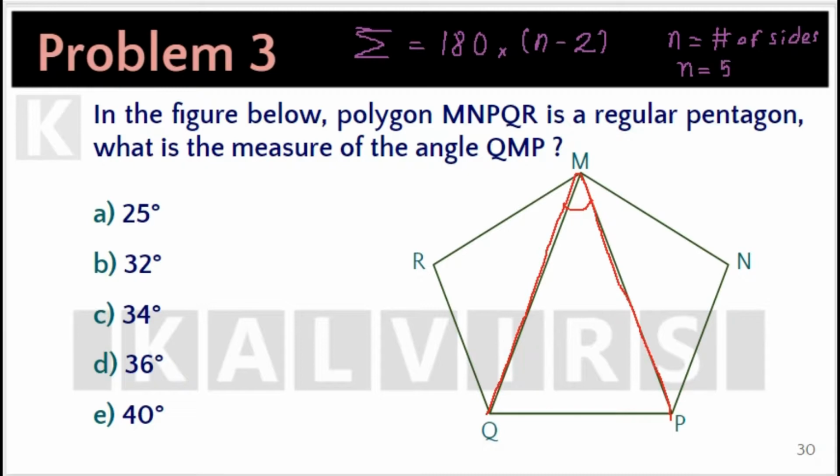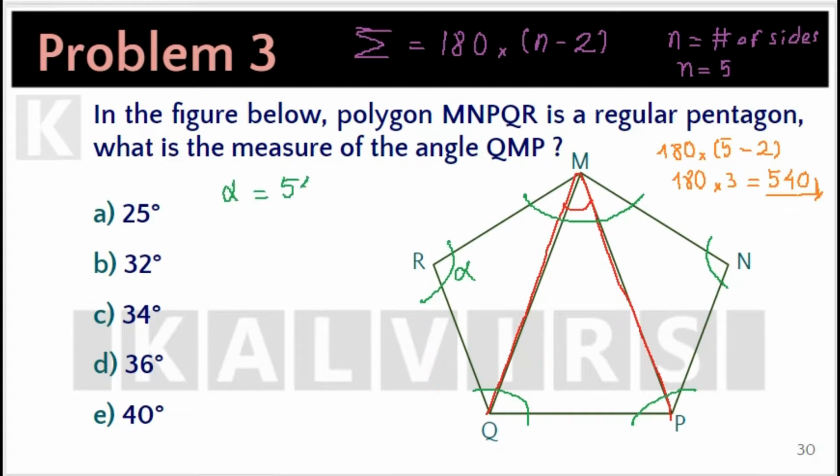Therefore, the sum of the interior angles of the pentagon is equal to 180 times 5 minus 2. 180 times 3 equals 540. This is the sum of all interior angles of a regular pentagon. A regular pentagon has equal interior angles. This is equal to this one, and this one. Let alpha be the measure of any interior angle. The measure of alpha is the sum of all interior angles over 5, and this is equal to 108.